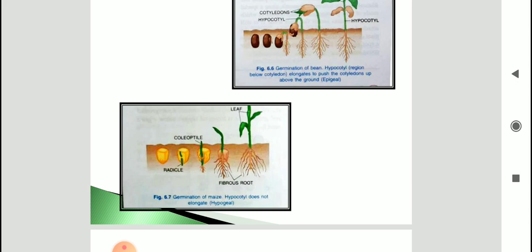Now children, this diagram of germination of pea is there in your book. I want all of you to go through the description and the diagram once. If you understand these two diagrams properly, you won't face any problem in understanding germination in pea also. Now, you can tell me what is the basic difference between epigeal germination and hypogeal germination.